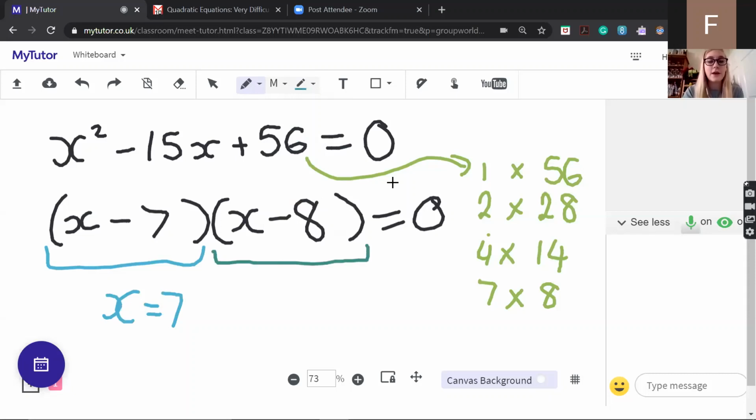And the other solution is when this bracket equals 0. So x equals 8. So those are our two solutions. Either x is 0 or x is 8, and this equation works. Hopefully all of that makes sense.